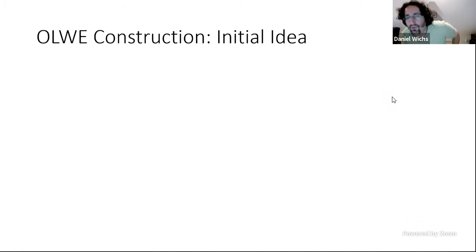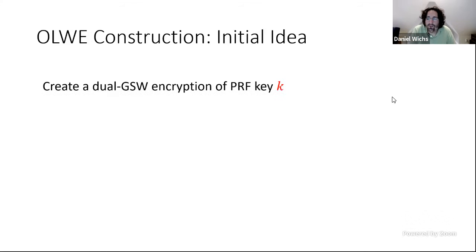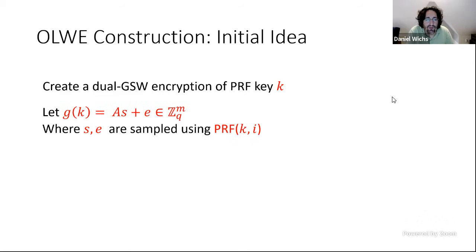So let me start with an initial idea for construction. This is not our full construction. In fact, we'll see it won't be secure, but it conveys a lot of the intuition of what goes on in the full construction. And then we'll adapt it. We'll fix it. So here's the idea. We're going to create a dual GSW encryption of a PRF key K. Just encrypt this PRF key via the dual GSW scheme.